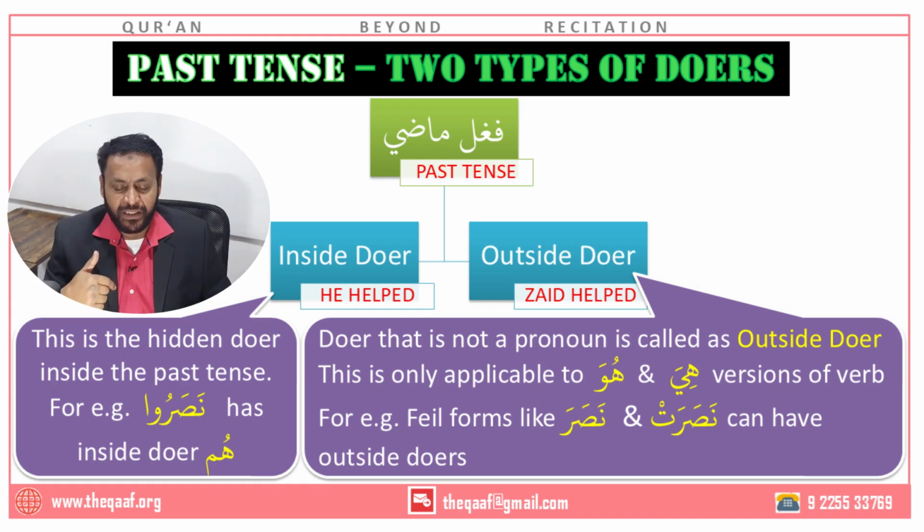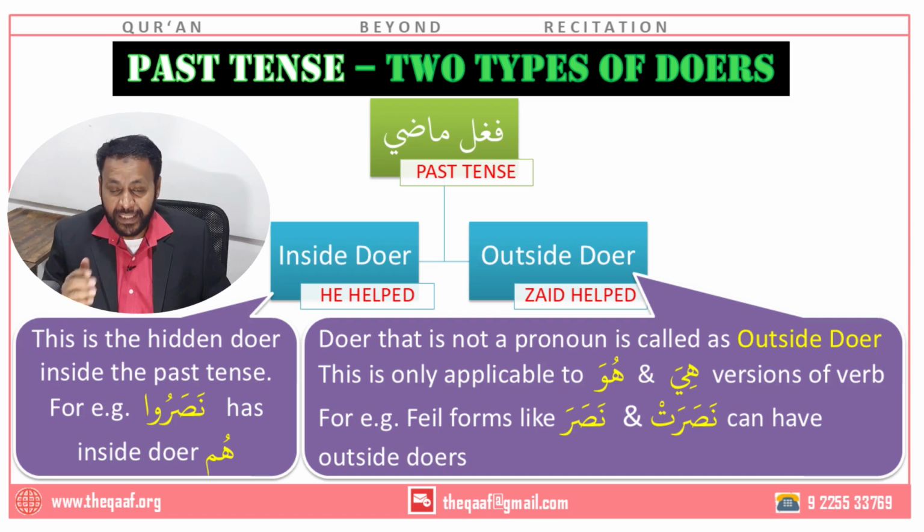So what I am saying is, out of these 14 pronouns which are inside, only those verb forms which have the huwa or hiya pronoun inside them are qualified to have an outside doer. Now in the nasara table, which are those two verbs which are qualified to have an outside doer?